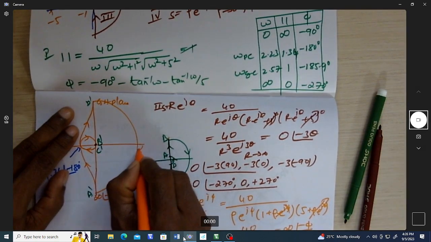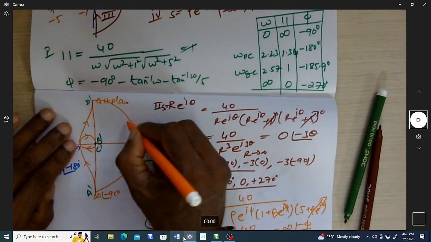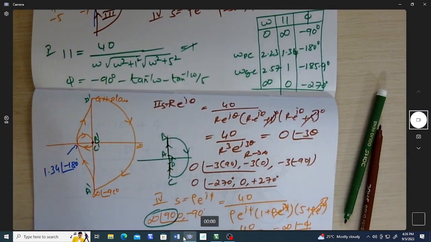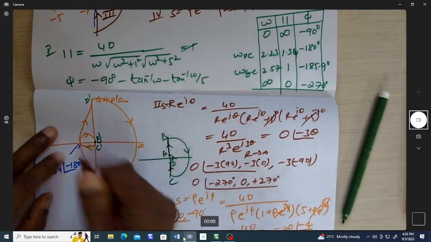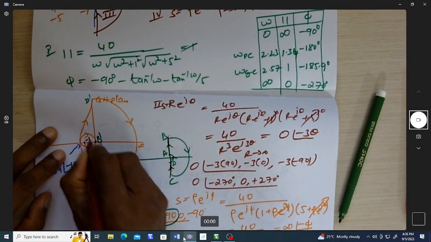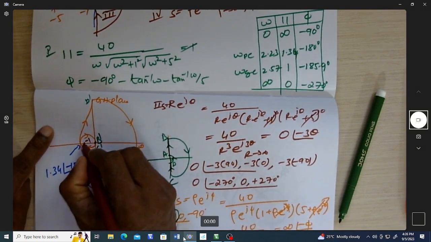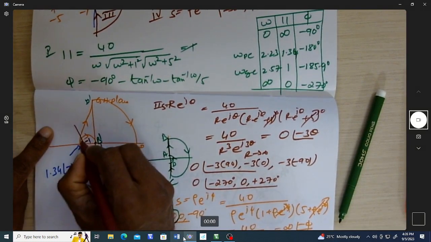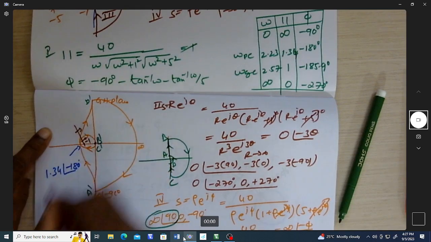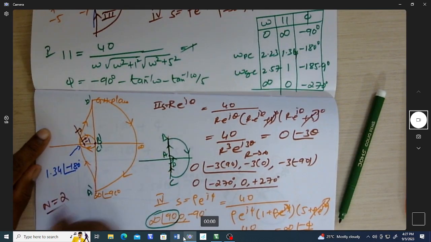This is magnitude infinity. So this is how it is going. So where is minus 1 now? The critical point minus 1 is actually inside this. Now if you see how many times it has encircled, it has encircled once here, twice. So N is equal to 2.